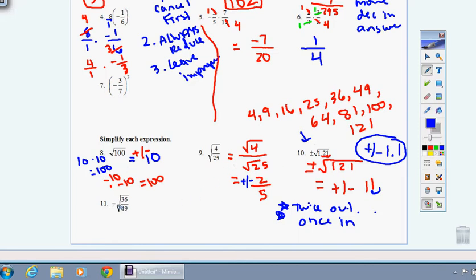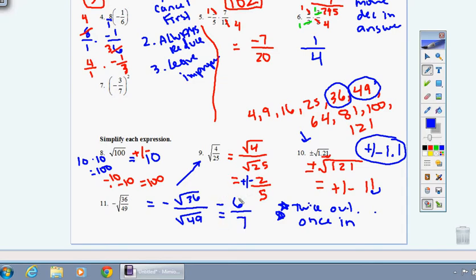Now what about here? We have a negative on the outside. So negative square root of 36 over 49. Well, we can do kind of like what we did in number 9. Let's split it up. The negative square root of 36 over the square root of 49. The square root of 36, there's a perfect square right there. That's going to be 6. And the square root of 49, there's another perfect square. What times what gives me 49? My answer is 7.